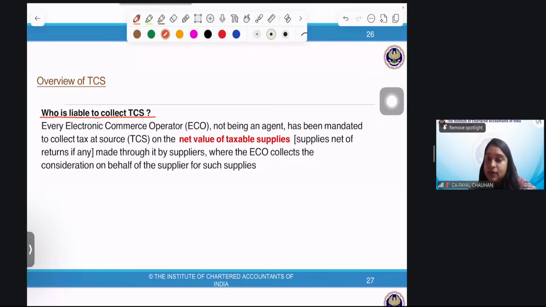No, Anil, the next thing. If a specific e-commerce operator is liable to pay tax under RCM, then TCS is not applicable. Anil? Yes, ma'am, no TDS is applicable in eco, only TCS. Yes, Sadhya, perfect answer. No TDS is applicable in case of e-commerce operator. It is only TCS.